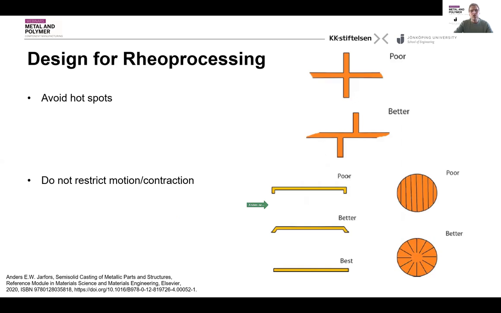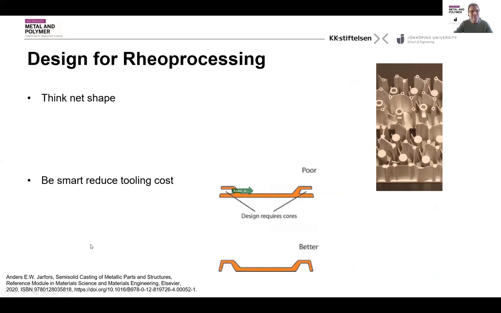The same thing goes for ribs. You should stagger. You should reduce and restrict motion. You should not do that. You think about how the motion is made. Next, please. And you should think net shape. So you can actually very well cast holes, so you can reduce your drilling operations, and you should try to avoid using cores because cores are only adding cost.